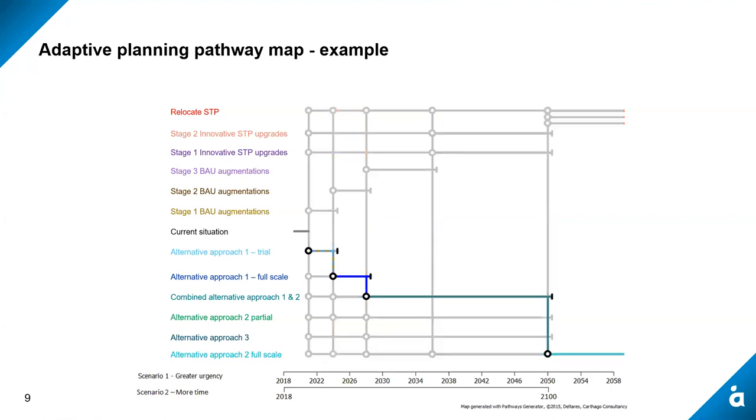And that's an example of a preferred portfolio that I was just describing there, assuming that the trials worked and this alternative solution was an amazing success. And then we just rolled out that alternative solution. As an example, this alternative solution here would save the business about $400 million over the long term.